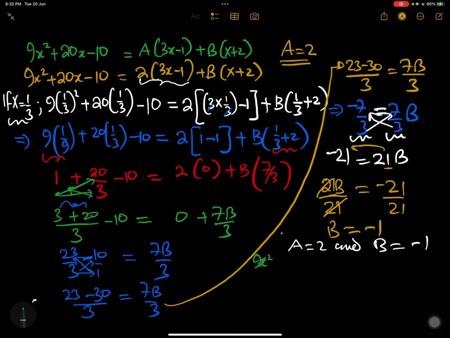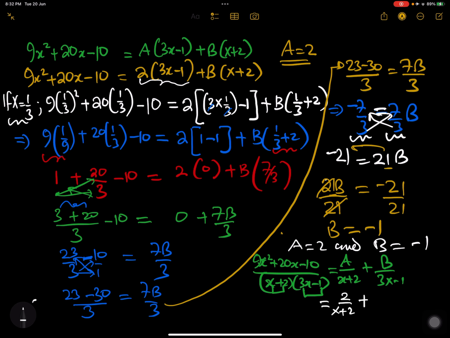Therefore, 9x squared plus 20x minus 10, divided by x plus 2 and 3x minus 1, is equal to a divided by the linear factor x plus 2, plus a constant divided by the second linear. This is the second linear, and this is the first, like that. I hope you remember us discussing something like that. Now the a that we have found is going to be 2 over x plus 2 plus the b, which is negative 1 over 3x minus 1.